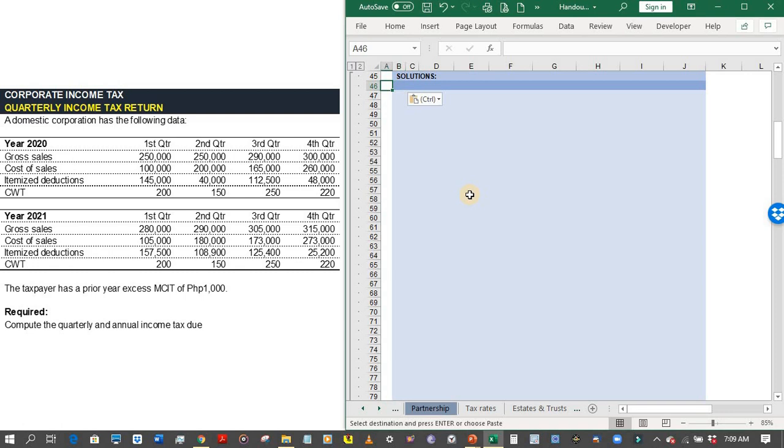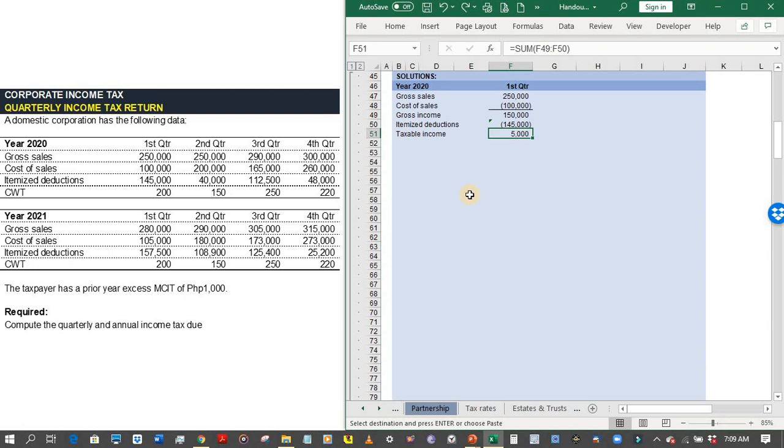So let us proceed to 2020, starting with the first quarter. The gross sales is 250,000 pesos less cost of sales of 100,000 pesos. So our gross income is 150,000. Then deduct the itemized deduction of 145,000 pesos. So we have a taxable income of 5,000 pesos.